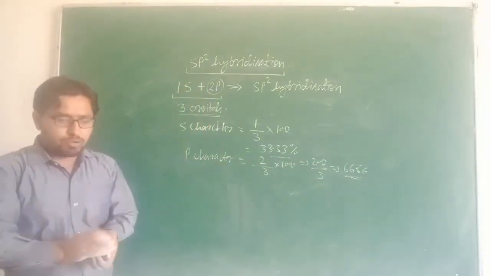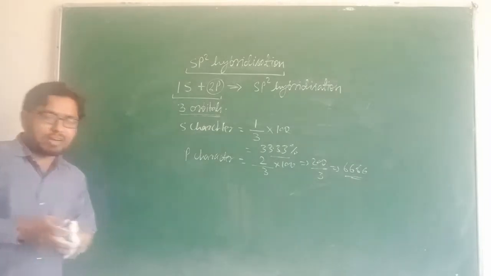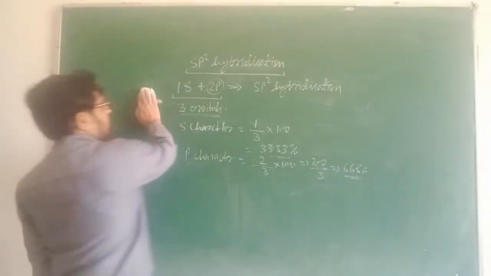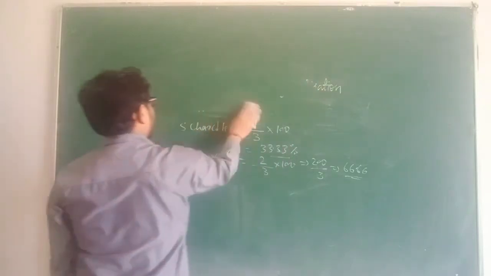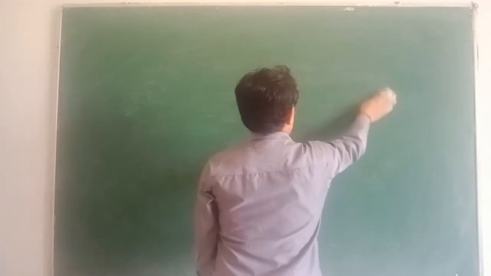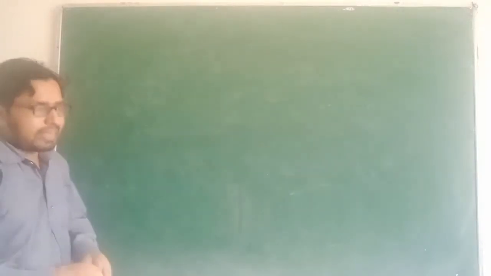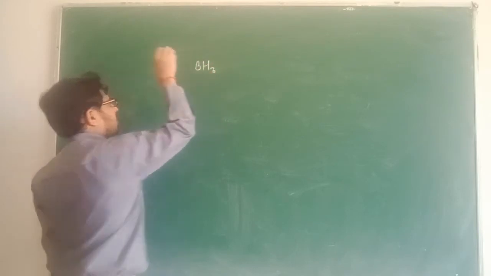Now come to the point how they are going to arrange or how I can find out their hybridization. So check out their example. I am taking an example. One example I am taking here. The example is there, but I am taking BH3. BH3. This is the example.